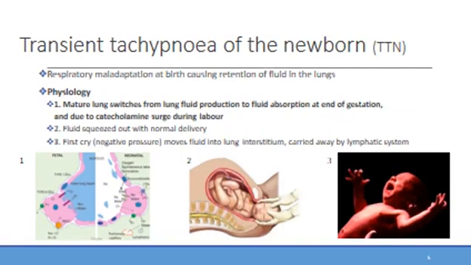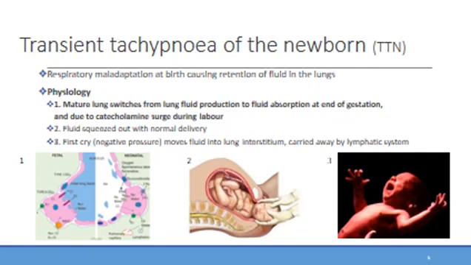Transient tachypnea of the newborn, or wet lung syndrome, is present in 1 to 2% of all newborn infants and is largely due to maladaptation of the respiratory system at birth that then causes retention of fluid in the lungs, which will lead to signs of respiratory distress. It's very important to keep in mind the normal physiology.